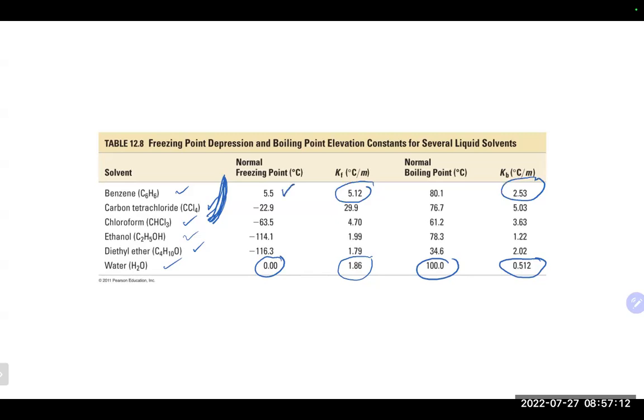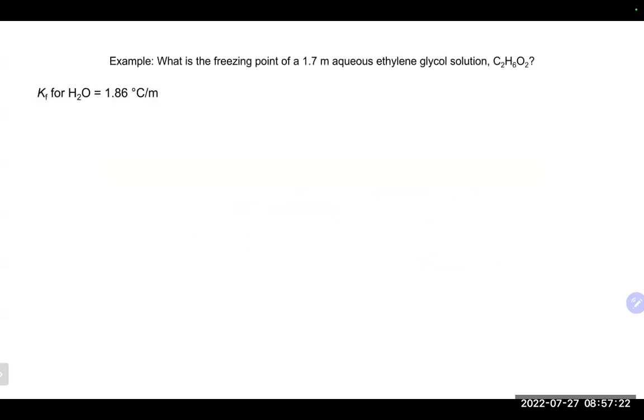And again, that would be the normal freezing point and the normal boiling point, which is again very different than the 0 and 100 that you find for water. So keep that in mind as well. So why don't we try one?